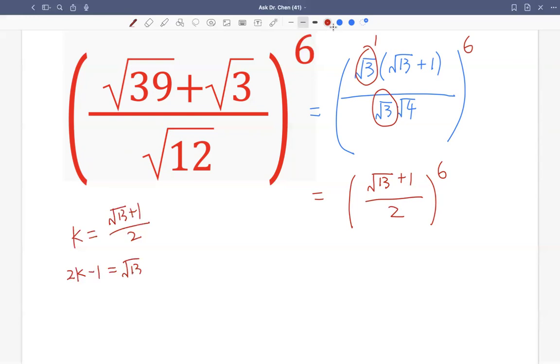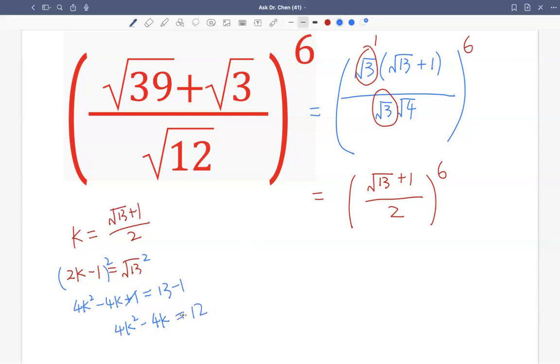Now I square both sides. Square root of 13 squared just becomes 13, right? So 2k minus 1 squared, perfect square, I got 4k squared minus 4k plus 1 equals 13. Now subtract 1 from both sides. So 4k squared minus 4k equals 12.